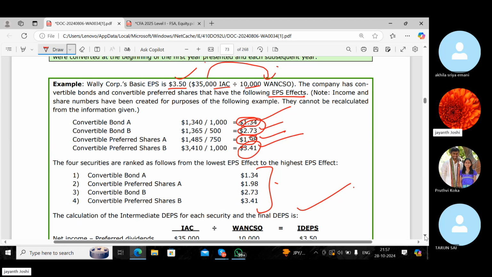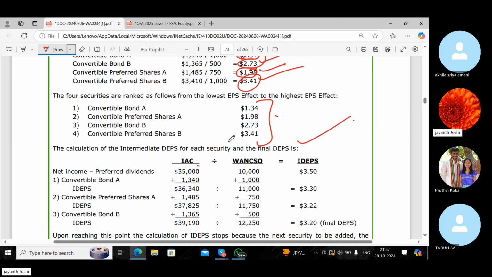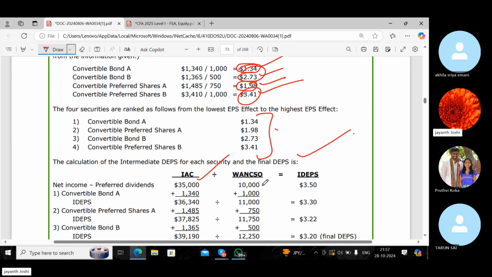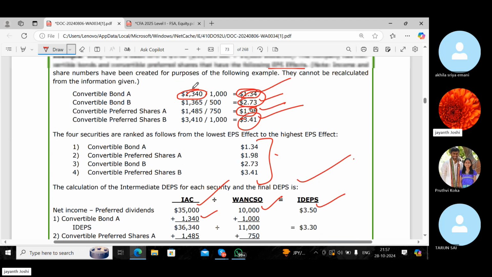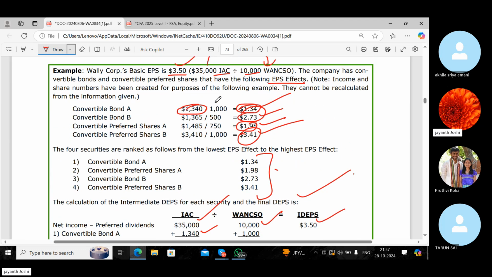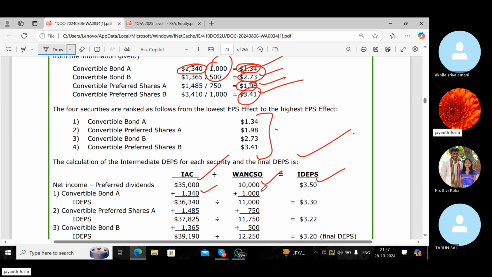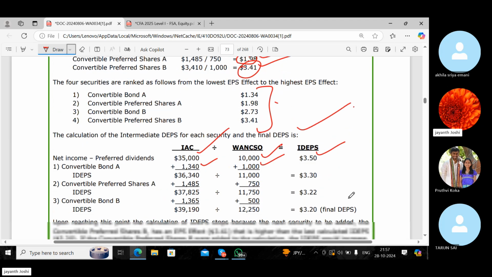Now I'll find out the basic EPS. I'll find out the diluted EPS. So I take the IAC. Okay. And this is my intermediate diluted EPS. Now I have to find out the final one. Then I will add this as per the ranking to my IAC, and this is convertible. This is converted into how many bonds? 1,000. So I take that as well. I add here. Okay, and then I add this, I get this. I add this, I get this, and my EPS has got diluted.